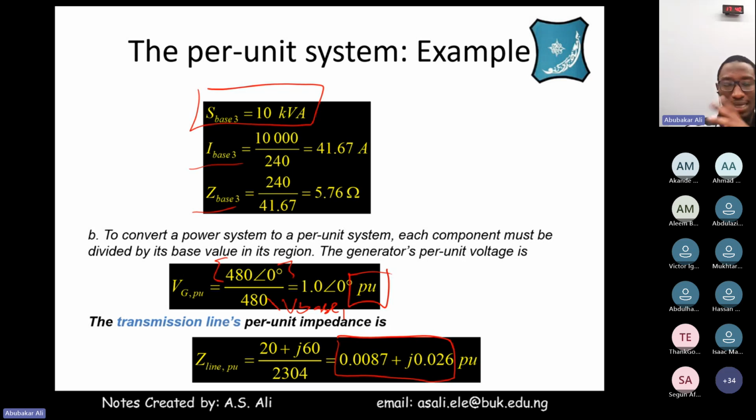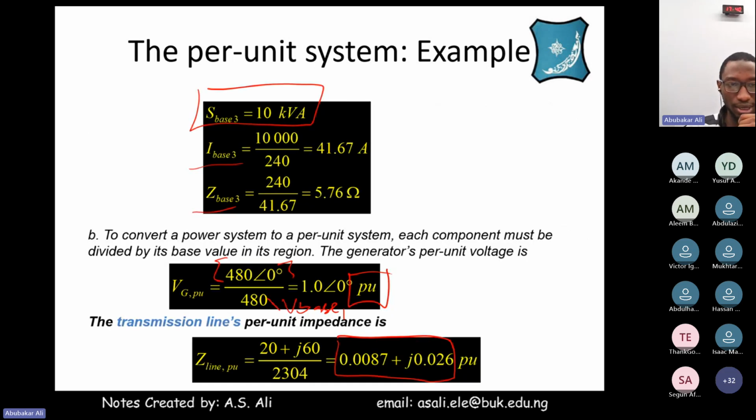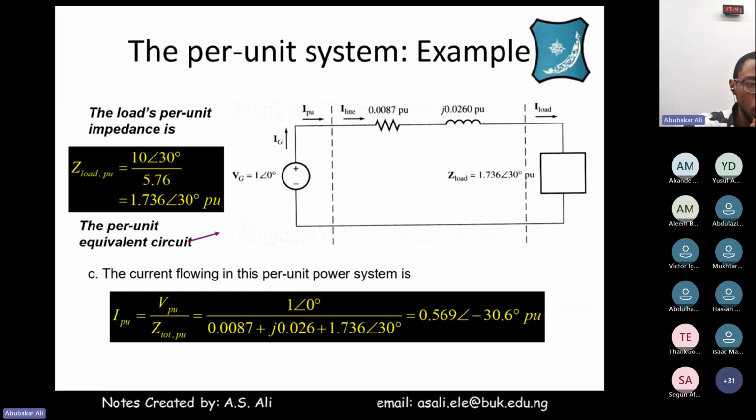Now moving on to the last region, the load. What is Z load? So the Z load, we can also obtain by dividing the value, which is initially 10 angle 30 degrees, by Z base 3. What is Z base 3? Right, 5.76. That's Z base 3. So when we do this division, we end up with 1.736 angle 30 degrees per unit. And this gives us an equivalent circuit in per unit as seen here.